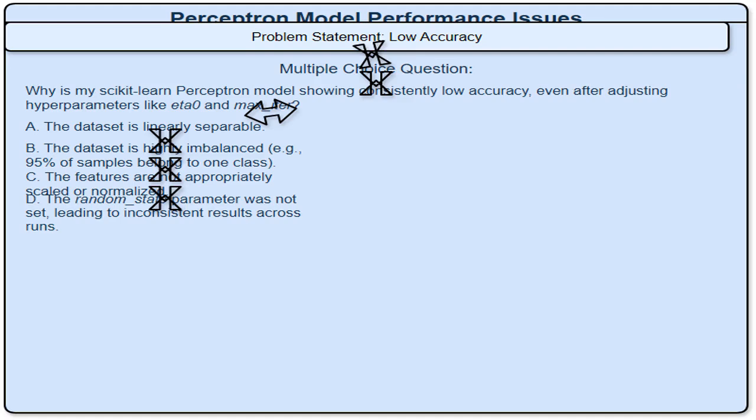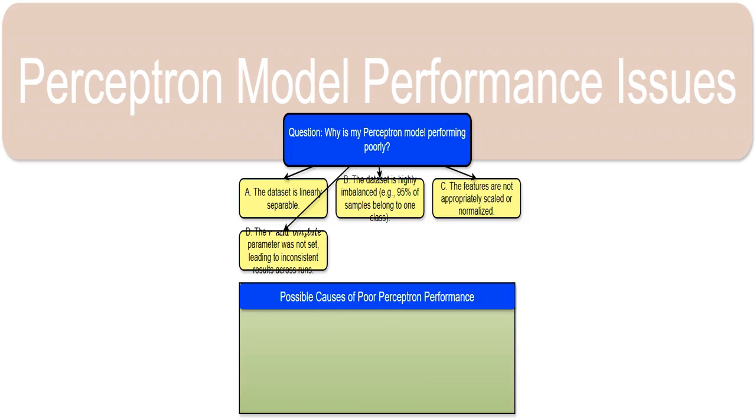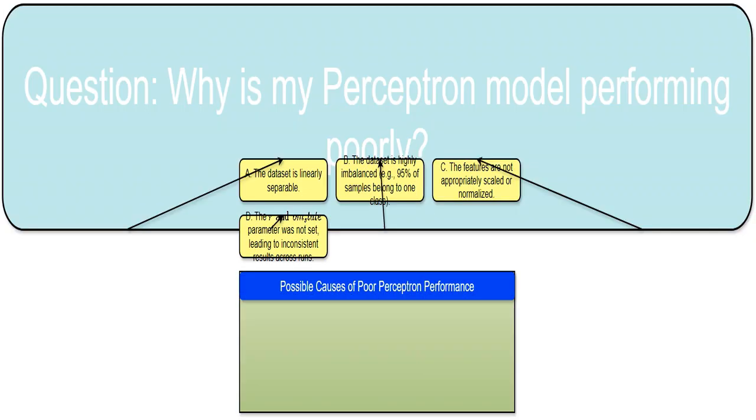The overall issue I am trying to solve is that the Perceptron model, a simple linear classifier, shows unexpectedly low accuracy. I'm investigating why a Perceptron model, a simple linear classifier in Sklearn, might show poor performance. I'll explore common reasons for this. This is the central question I am addressing. I need to identify the factors that could be causing low accuracy in the Perceptron model despite adjustments to the learning rate, eta0, and maximum iterations.